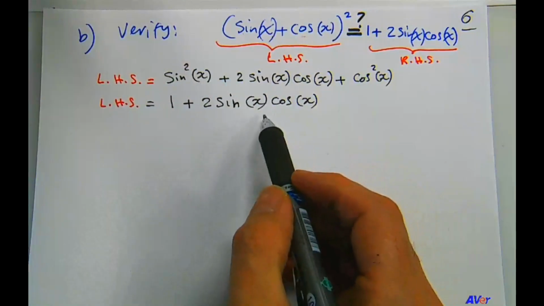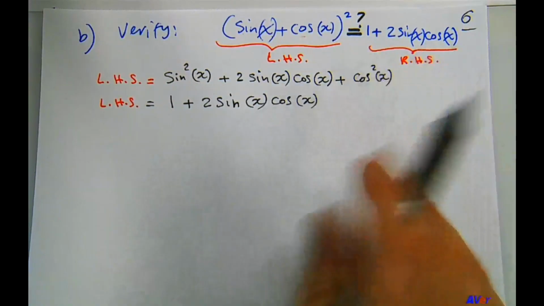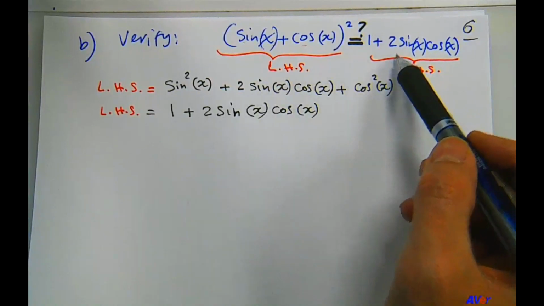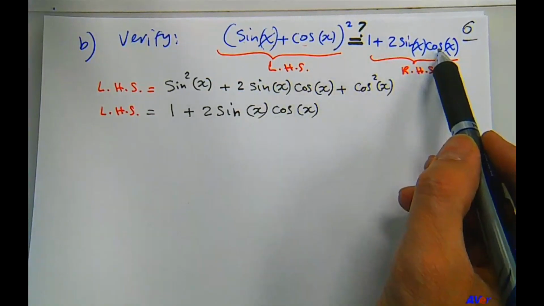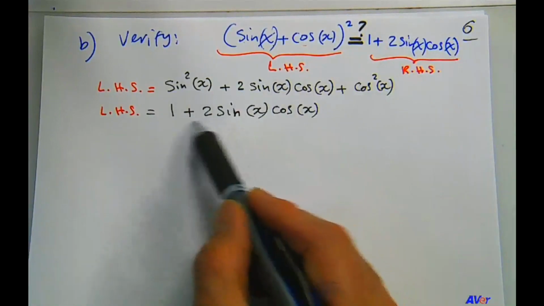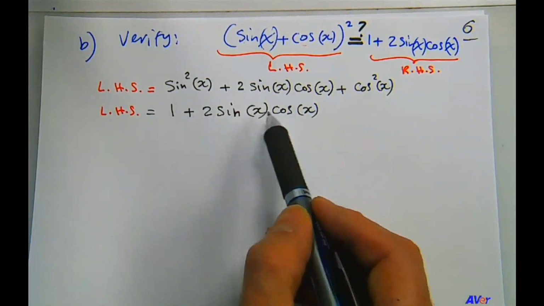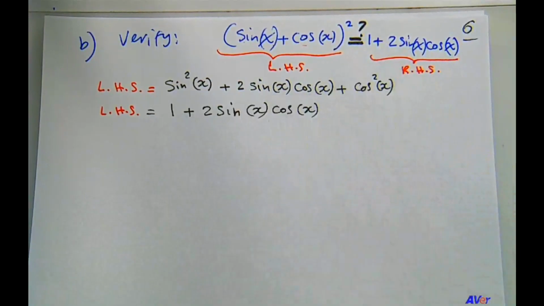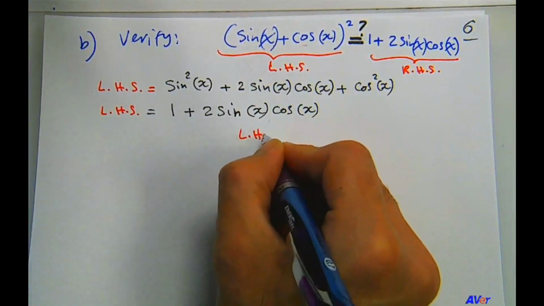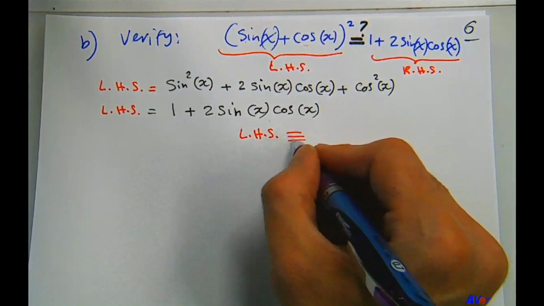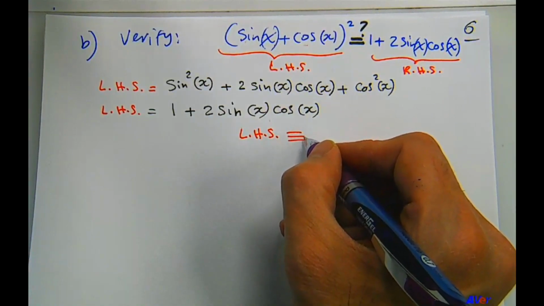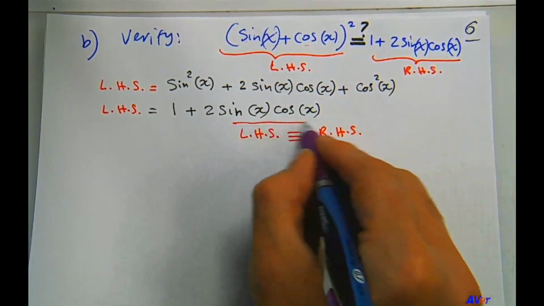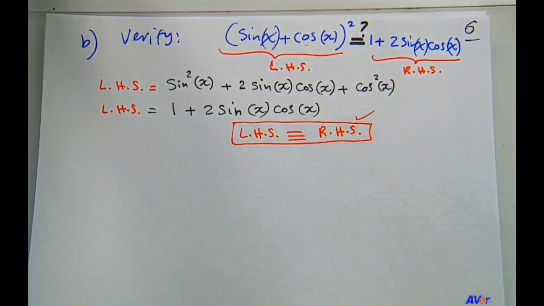Okay, so now let's look at the right-hand side. What can we do with that? Look at that. We're already done, right? Because the right-hand side is already what we have for the left-hand side. 1 plus 2 sine of x cosine of x. On the right, we have 1 plus 2 sine of x cosine of x. So we're already done. So the left-hand side is exactly equal to the right-hand side. So we have verified the equation.